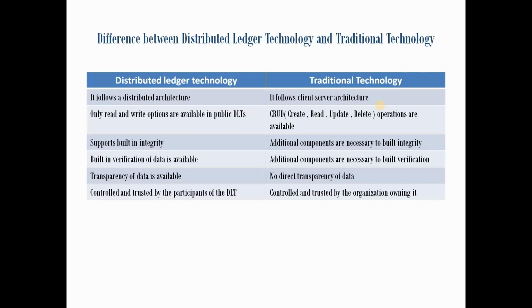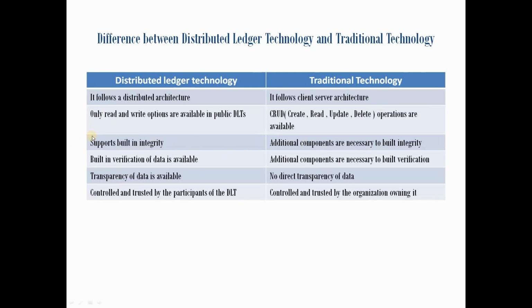Suppose you have 1,000 computers, every computer will be having the same kind of data. On the other hand, traditional technology follows a client server architecture where you will be having a centralized database in a place, and the rest of the machines are acting as a client who can fetch or modify data based on the permission given to them. For example, when you are using Facebook, then your device is acting as a client and fetching data from the Facebook server.